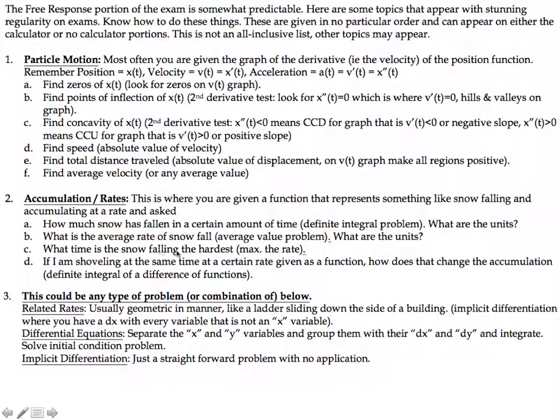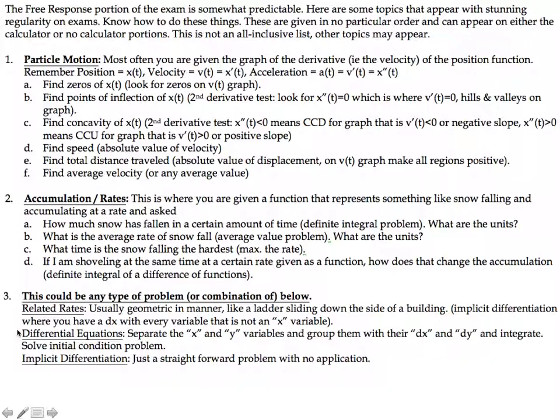What time is the snow falling the hardest? So the maximum rate. So looking at that rate and finding a min or a max, finding where its derivative is equal to 0. And a lot of times they'll add a section where as something is accumulating, something is being removed. So part D, it's like if as it's snowing, I'm shoveling, or as it's snowing, the snow is melting. So it's basically taking that rate and subtracting something from it that's causing that snow to go away, and then integrating that.